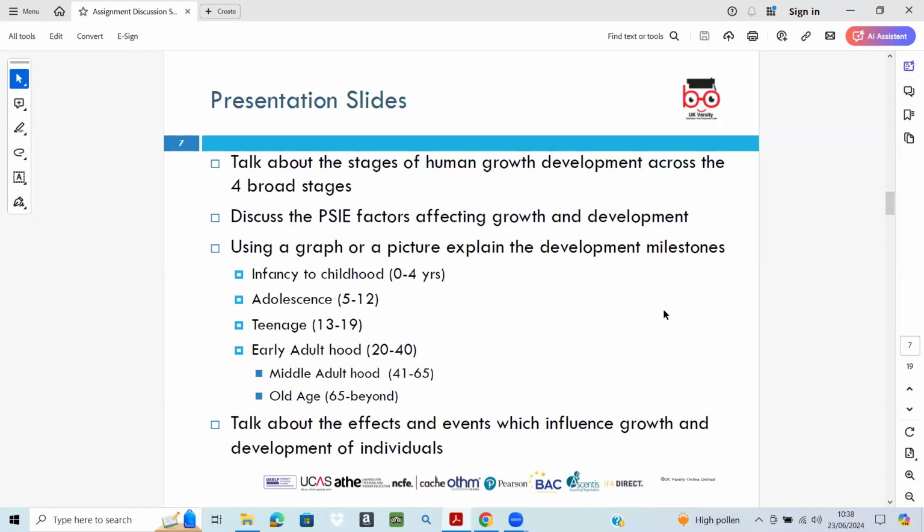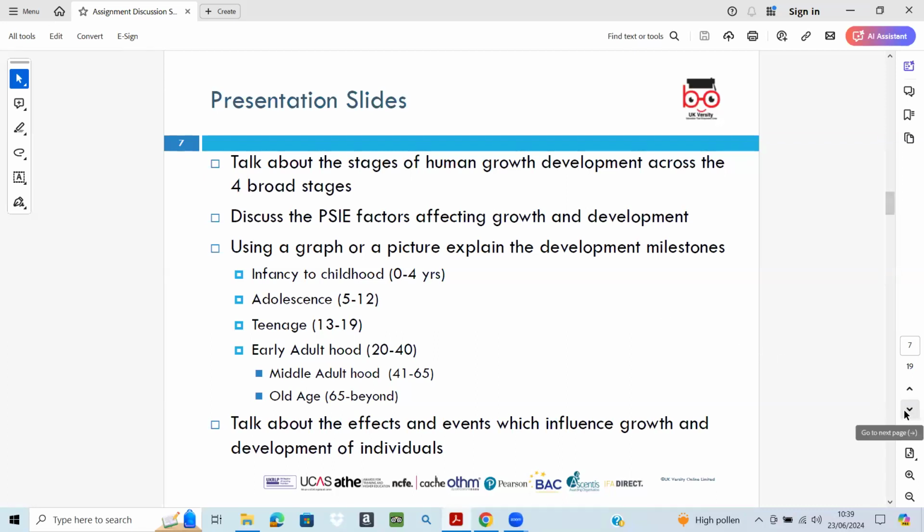Then in slide 13 or 14, we could conclude, and we need to summarize some key points discussed in the presentation, and emphasize the importance of understanding human growth and development for health and social care practitioners. And in slide 14 or 15, we need to include a list of sources cited in your presentation using Harvard referencing style.